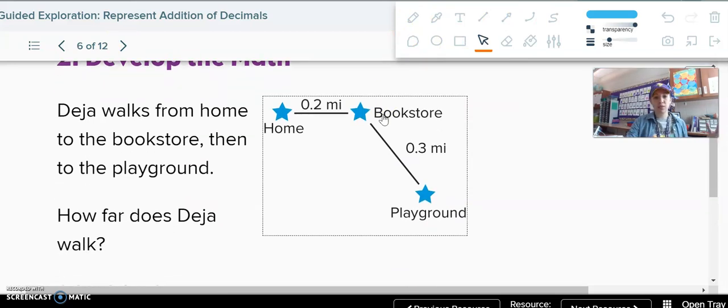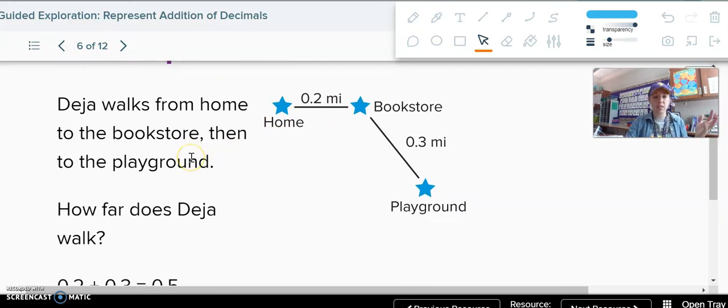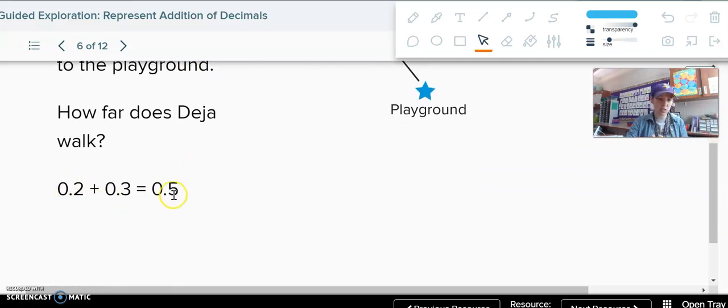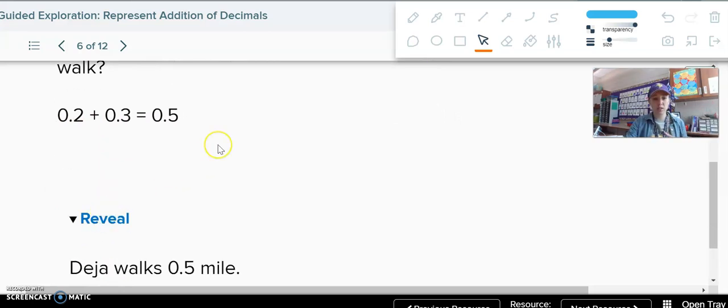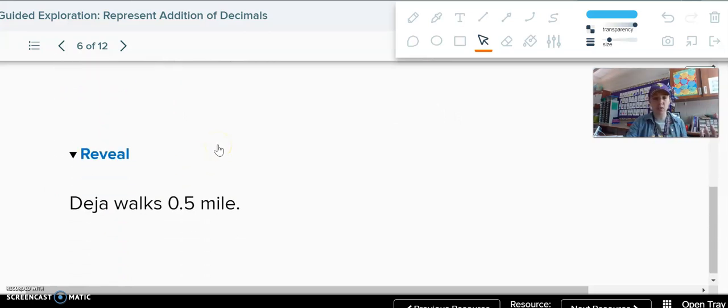So now, same thing. Home to bookstore, bookstore to playground. How far does she walk? There's the completed 2/10 plus 3/10 equals 5/10. So then just putting it in a sentence, Deja walks 5/10 of a mile.